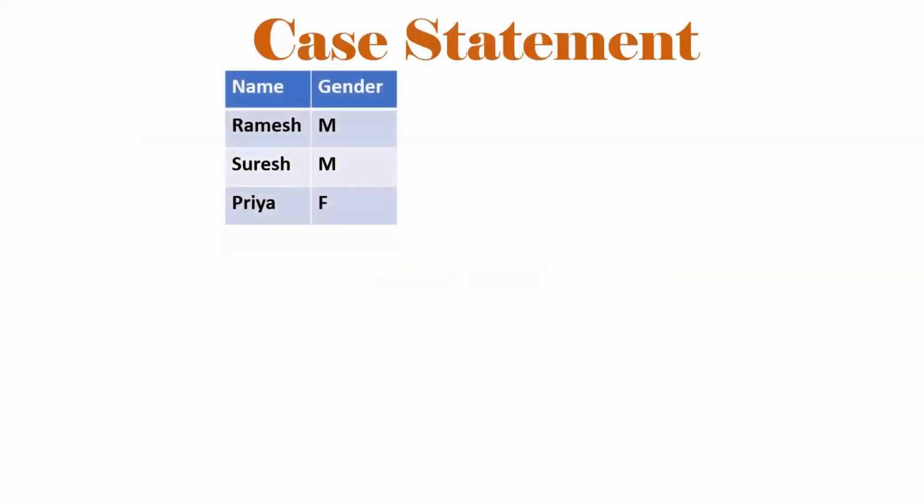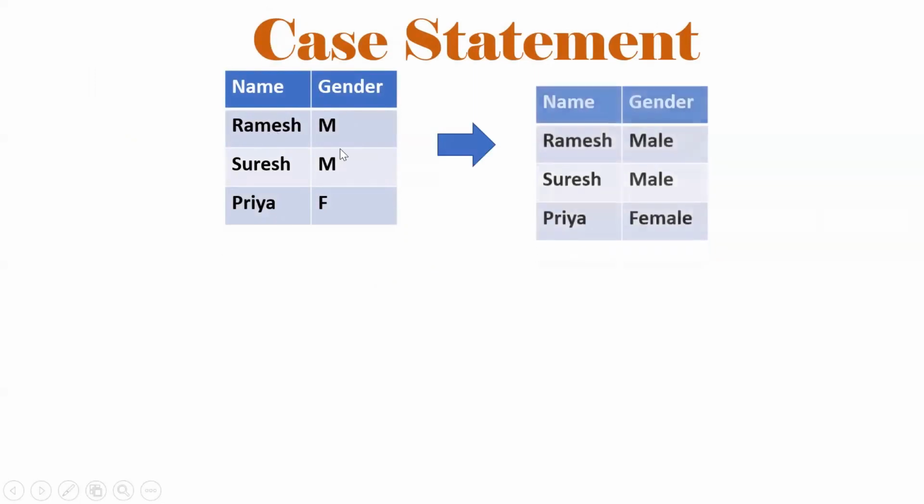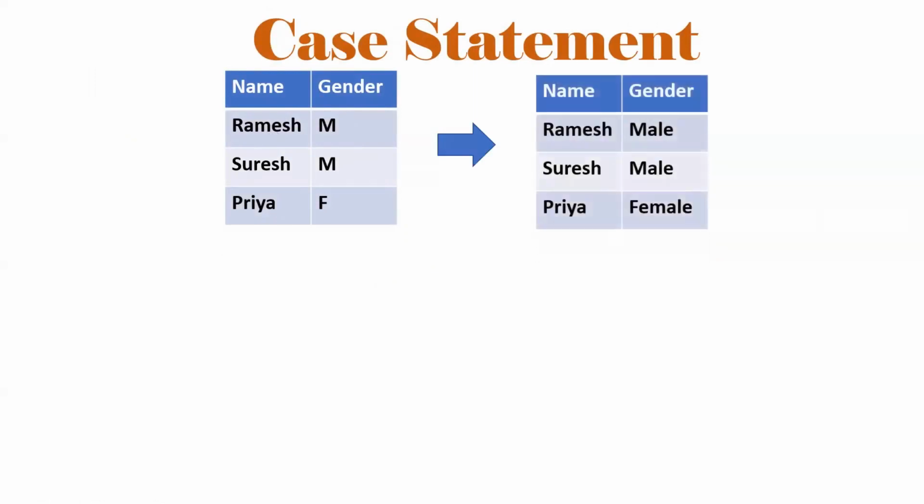Now we'll see one example. I have one table with name and gender columns. It has 3 records. My requirement is, in the gender column, if it is M, I want to display male. If it is F, I want to display female.